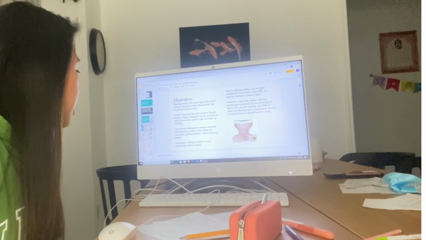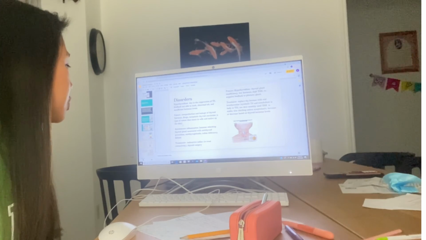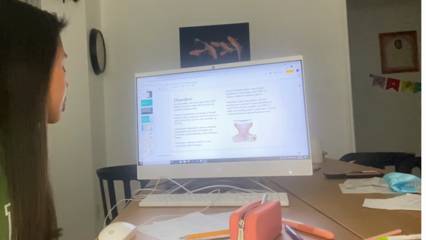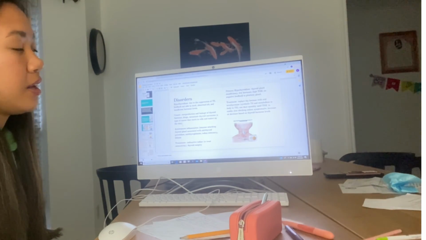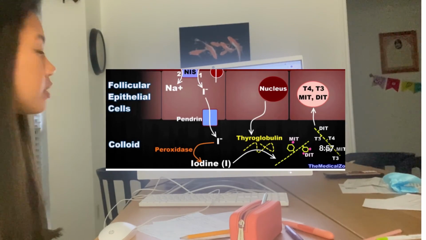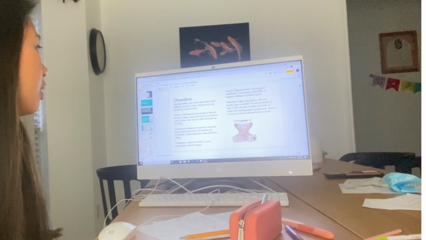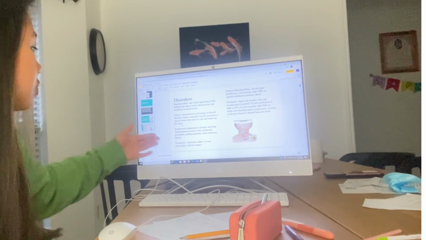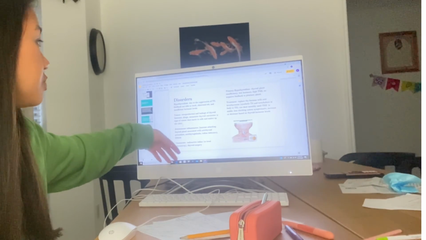And treatments would be radioactive iodine to treat overactivity and thyroid surgery. And since iodine oxidizes with thyroglobulin, which is the protein that creates T3 and T4, treatments such as radioactive iodine are used.